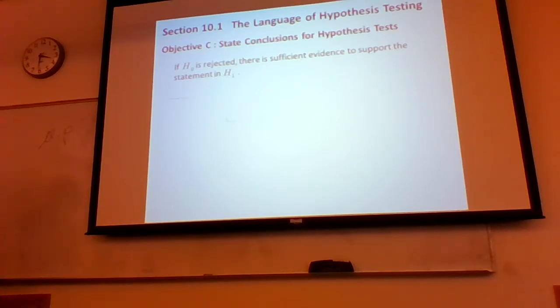That's when you reject the, what hypothesis? The null. So when you reject the null hypothesis, you have evidence to support the alternative. So you would say there is sufficient evidence to support the statement in the alternative, and whatever that statement would be. That's the language you would want to say.